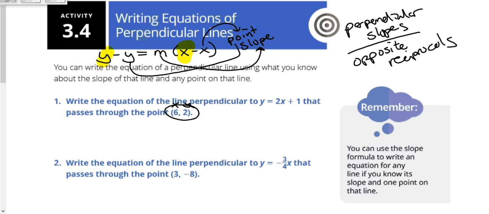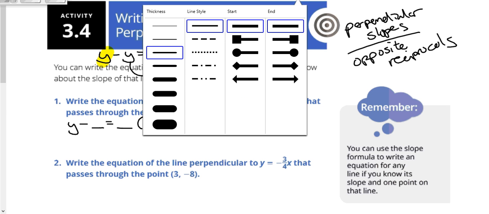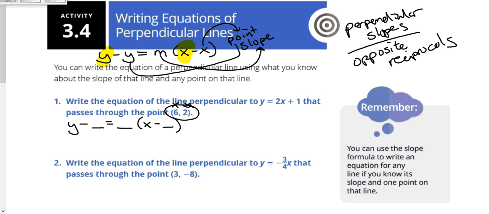So I'm going to write out the formula without the second x, the second y, and the m. So it's going to be y minus, we're going to put a number in there, is equal to a number in there, x minus, and then we're going to put a number in there. All right, so the y coordinate is 2, so the 2 is going to go in there. The x-coordinate is 6, the 6 is going to go in there. So you already got those. What we need to figure out is the slope.